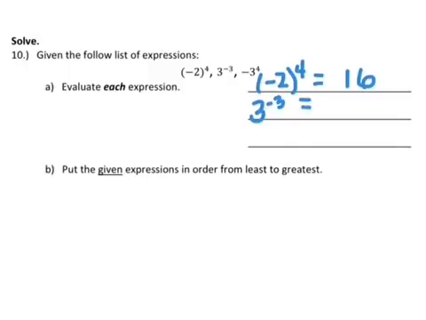3 to the negative third power. We learned that negative exponents can become positive fractions. So it's 1 over 3 to the third power, which equals 1 over 27.